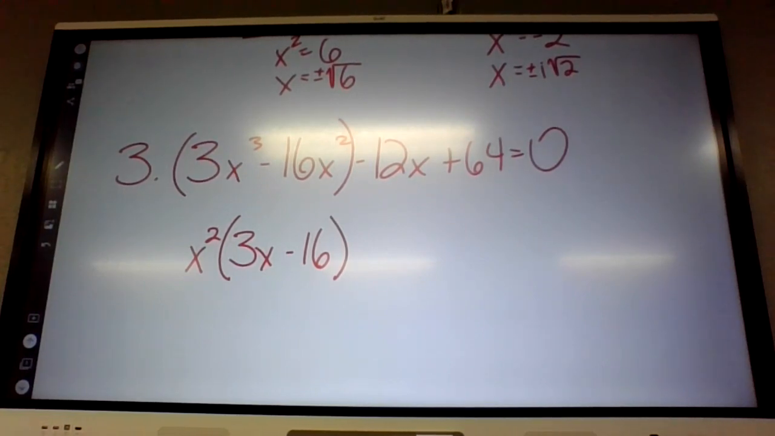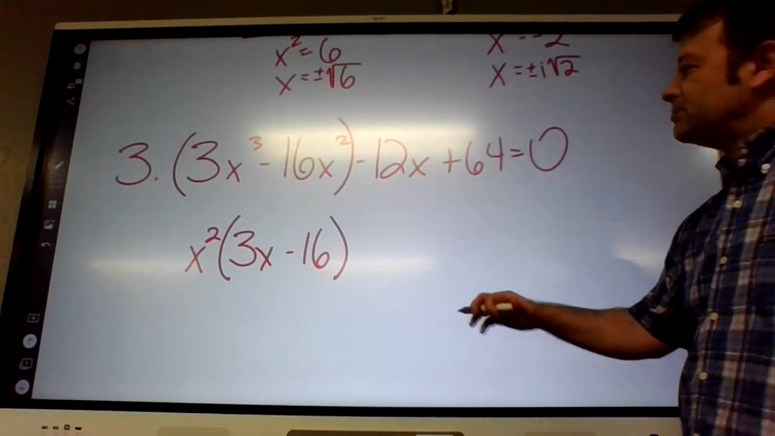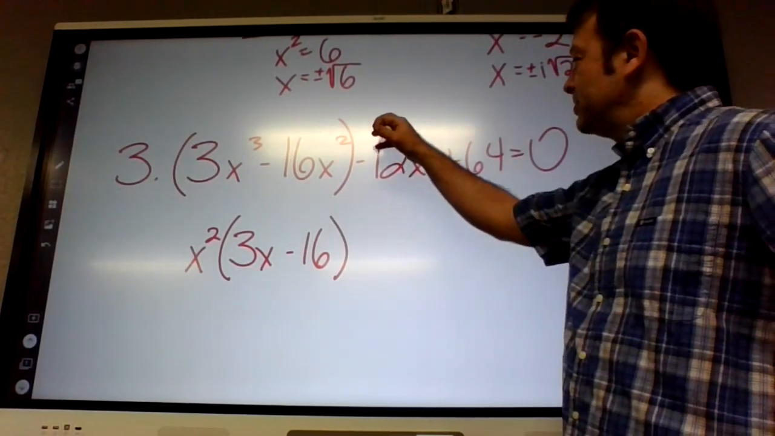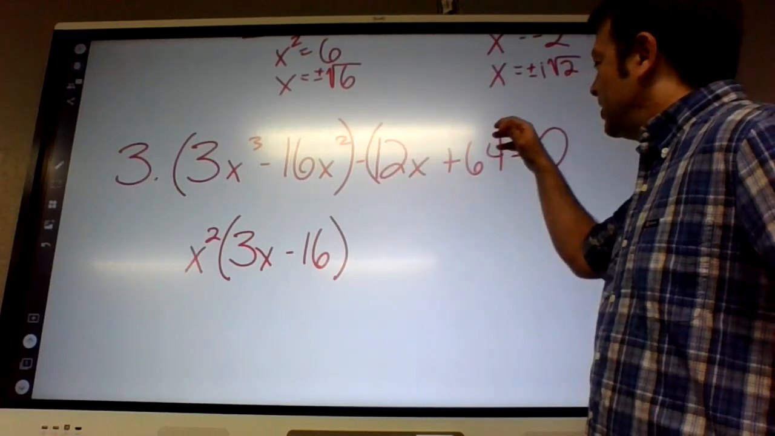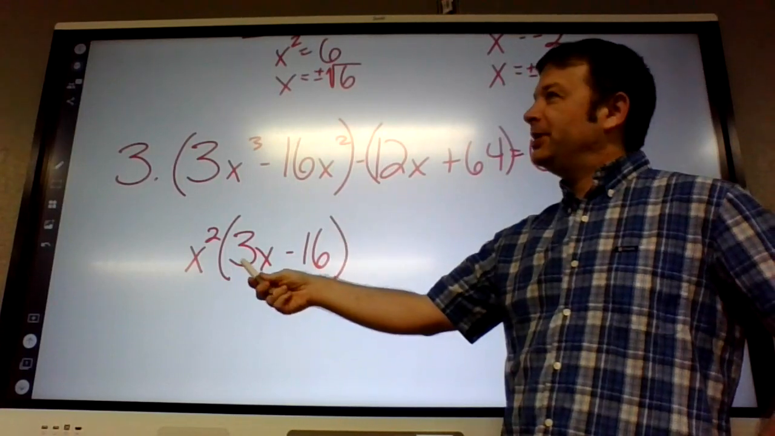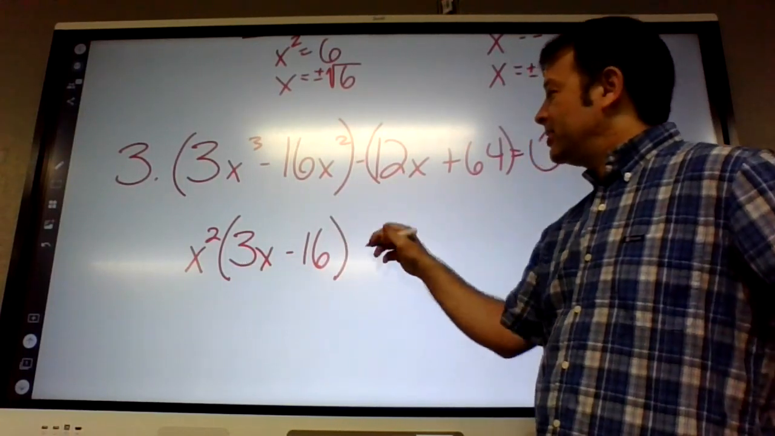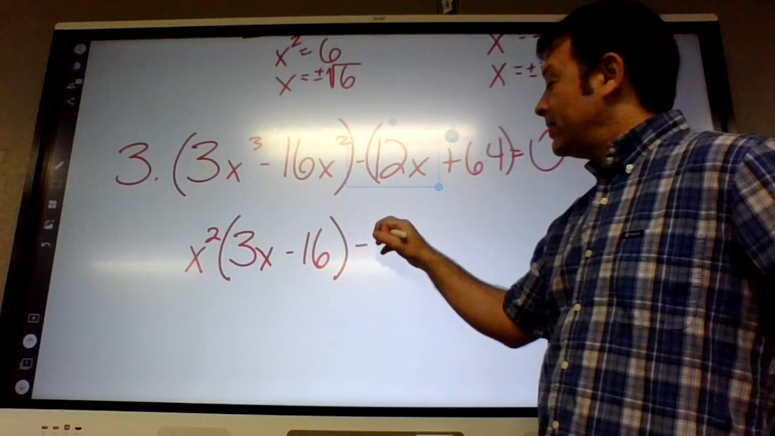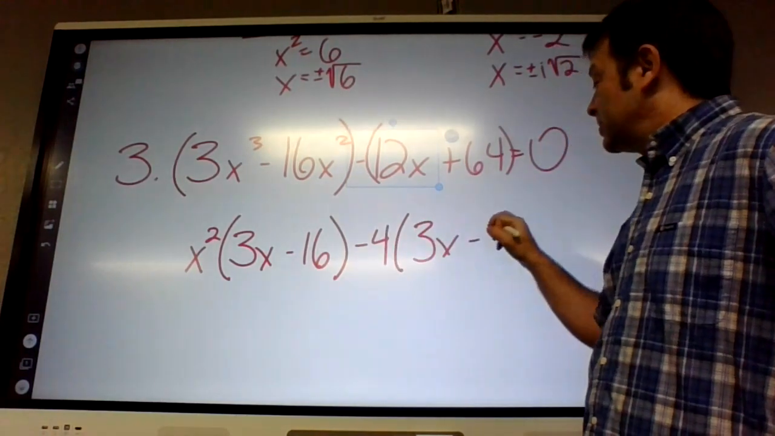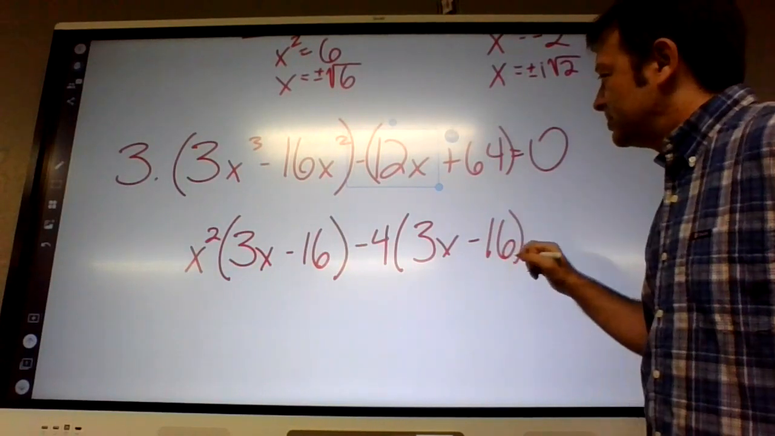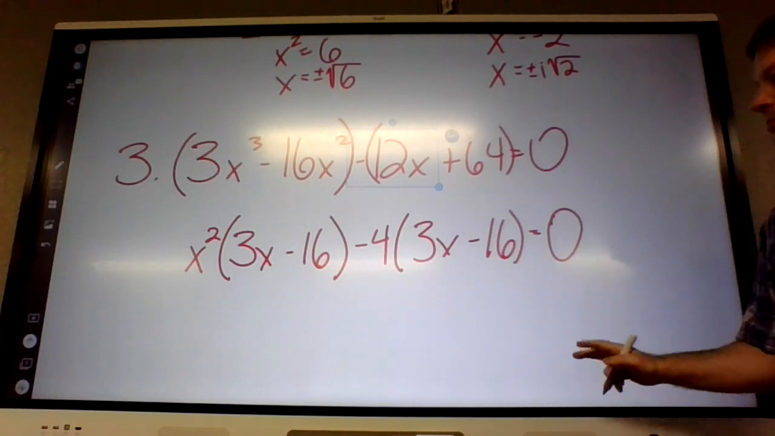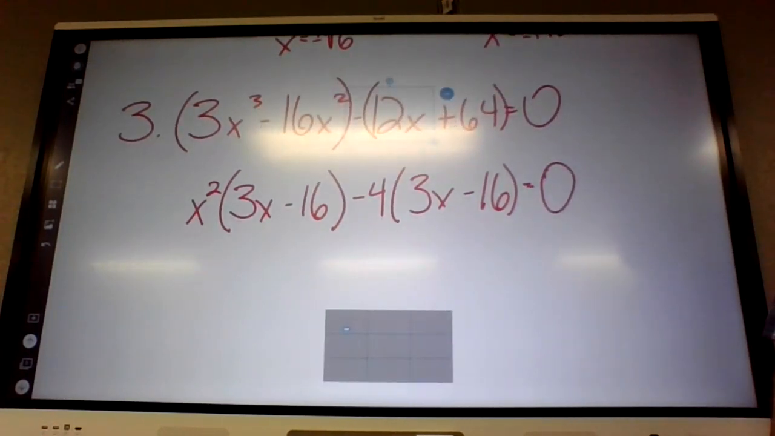Okay, what comes out of the next 2? 4. One way you can tell is what do I need to take out of 12 to turn it into a 3? And it's 4. But since there's a negative right there, I'm gonna divide out a negative 4. So that's 3x, and that's minus 16. You guys follow that? Hey, this one's kind of like my example.